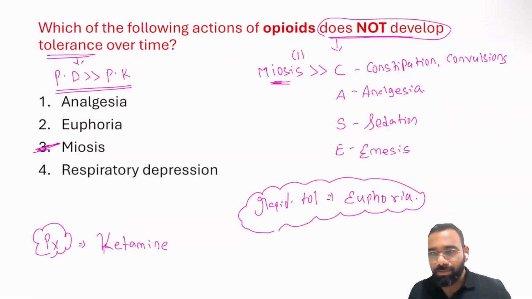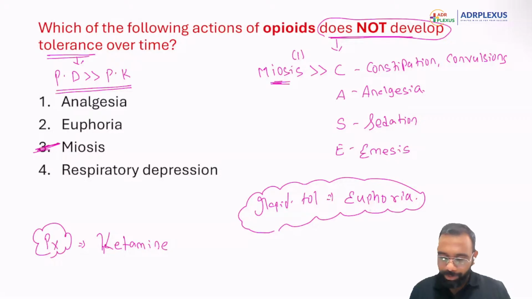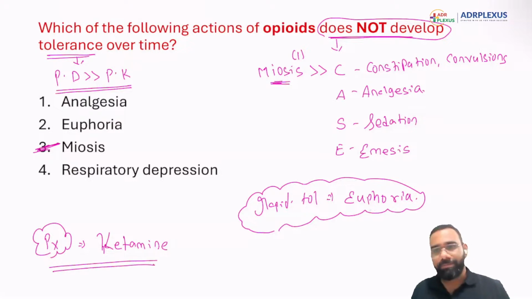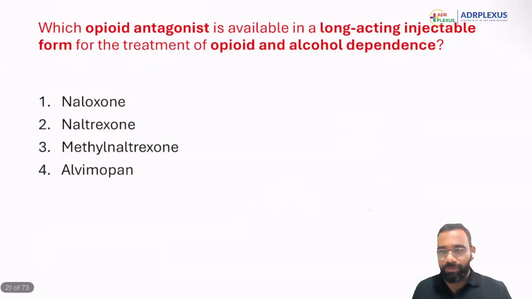It's not methadone, Pranita. Methadone is useful for withdrawal. For the treatment of opioid withdrawal, we go for methadone and buprenorphine. So tolerance, that is ketamine. Tolerance, that is ketamine. Clear, Pranita? So that's all about this part.